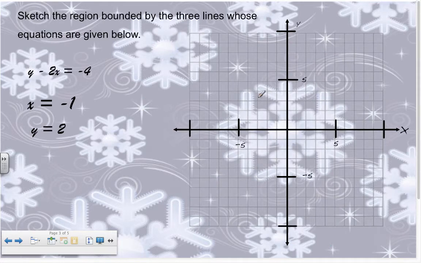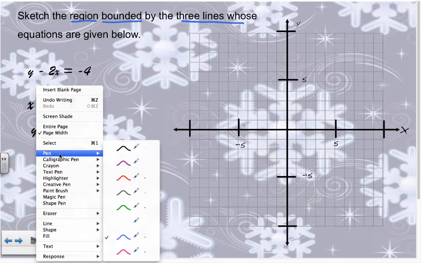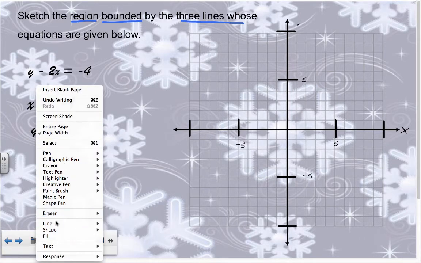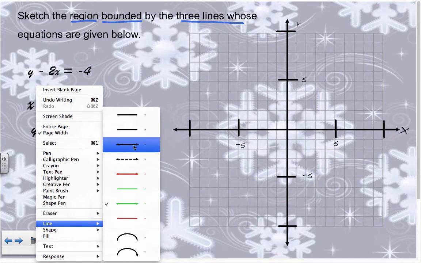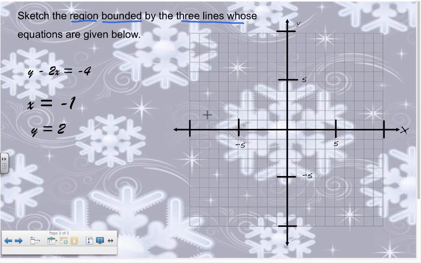But really where these come in is we can do some bounded region stuff with this. So we've got 3 lines we want to graph over here. Well, two of the lines are right here, x equals -1 and y equals 2. They're really easy to graph. So I'm going to take a line tool and x equals -1. Okay, that means it's vertical. So x equals -1 is going to go right here.